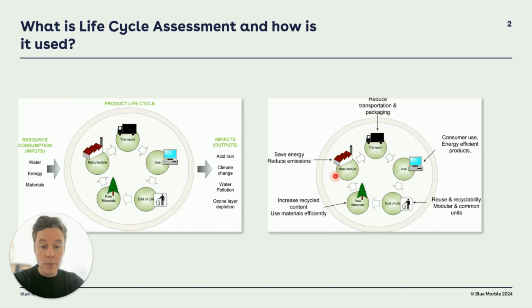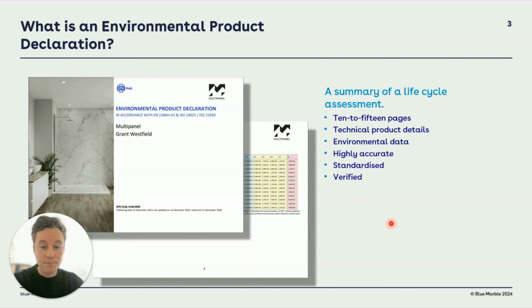With manufacturing, we can look at ways of saving energy and reducing emissions. With the transportation, we can look to reduce transportation distances and look at other ways of packaging the product. With the use phase, we can design the product in such ways that it's more energy efficient. And at the end of life, again, we can design the product in a way that it increases the reuse potential of it or its recyclability.